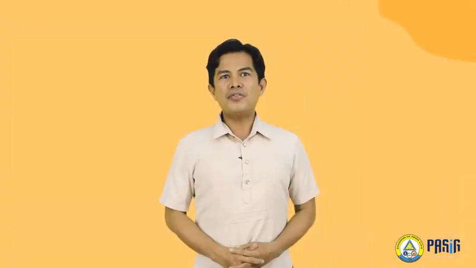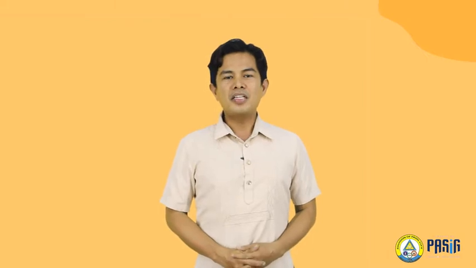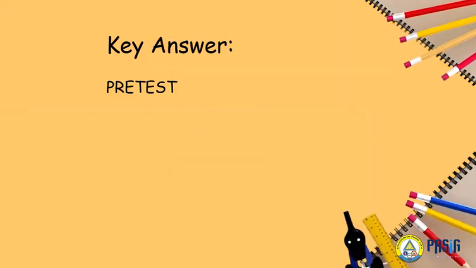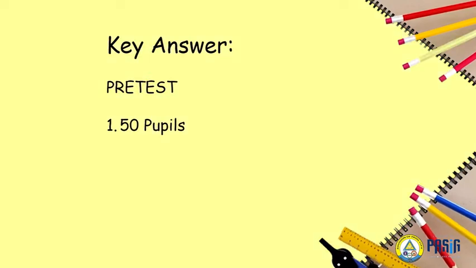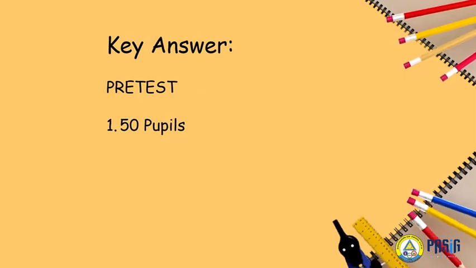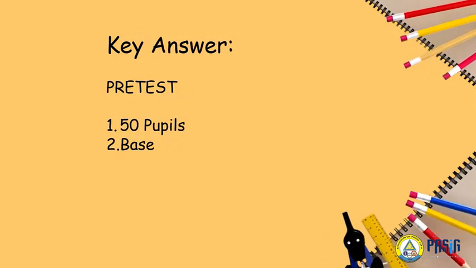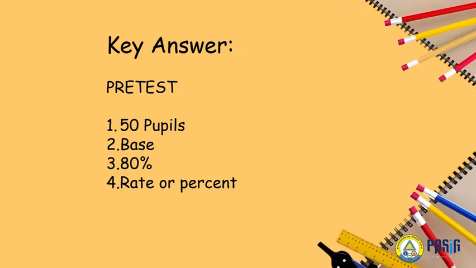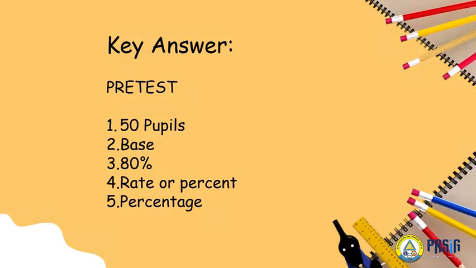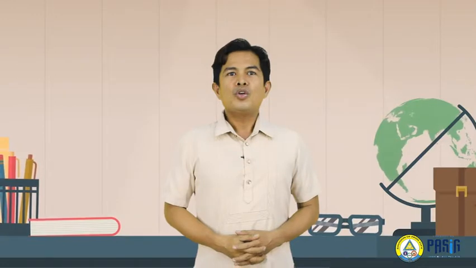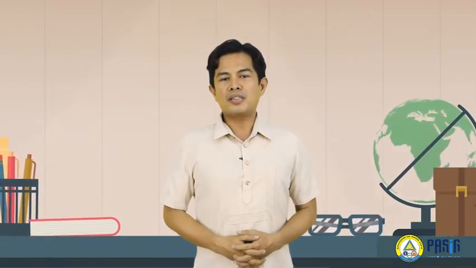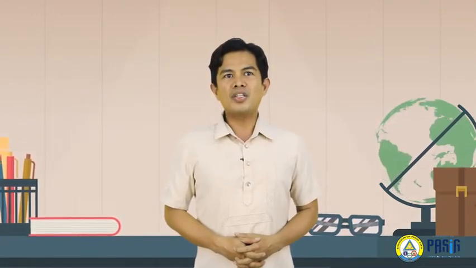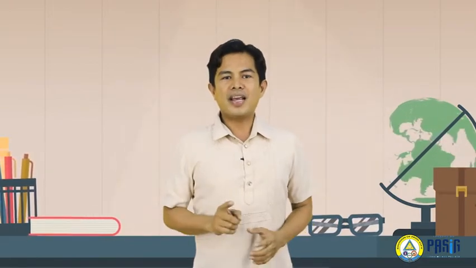Let's find out if your answers are correct. And here are the answers. Number 1. 50 pupils. Number 2. Base. Number 3. 80%. And number 4. Rate or percent. And number 5 is percentage. Don't worry if you don't have good scores on this part. Make sure to pay attention on this video lesson so that you will get a perfect score in your post-test.